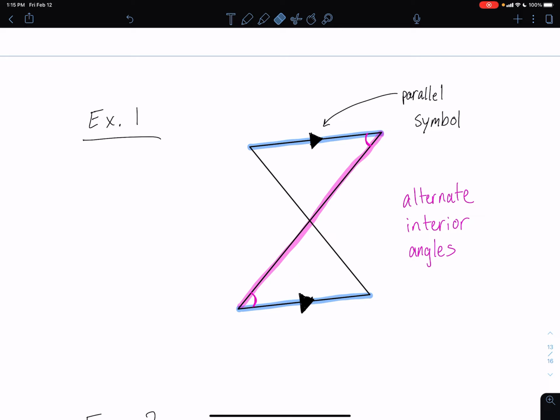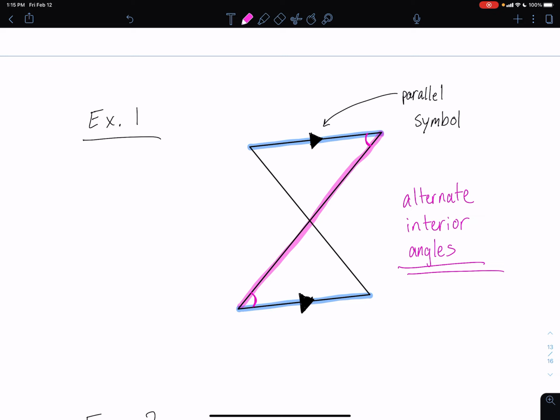And that's basically how it works in every single example. Parallel lines don't just make all angles congruent, they make the alternate interior angles congruent. And the alternate interior angles, again, are where our two colored lines here are intersecting. So in the two places that the blue and the pink lines meet each other, those would be congruent. And again, they are called alternate interior angles.